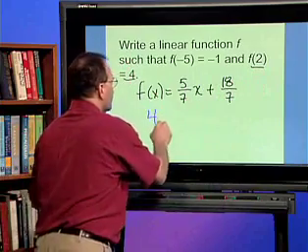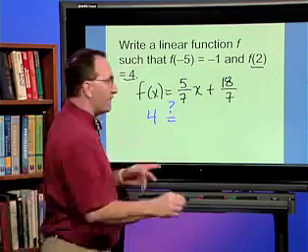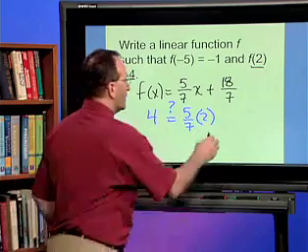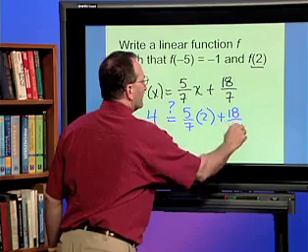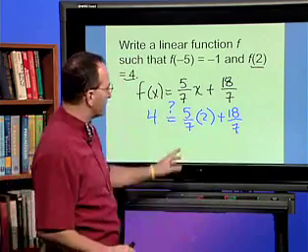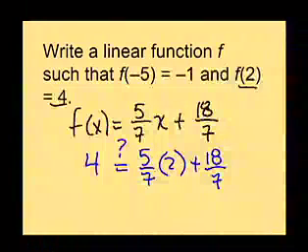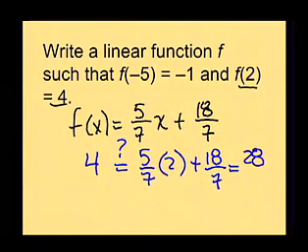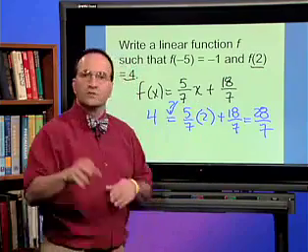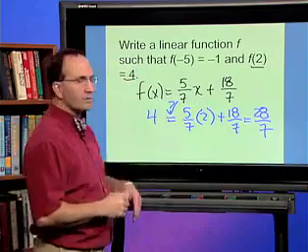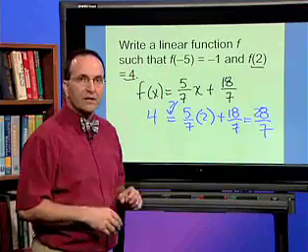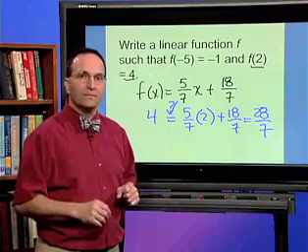In other words, does 4 equal the 5/7 times 2, that's my x value, plus 18/7? Well, of course, right here, 5 times 2 is 10. We have 10/7 plus 18/7. 10 plus 18 gives me 28/7. And in fact, it checks because 28/7 is equal to +4. So 4 equals 4. All right, so that's an example of finding a linear function given 2 particular points that are part of that function.